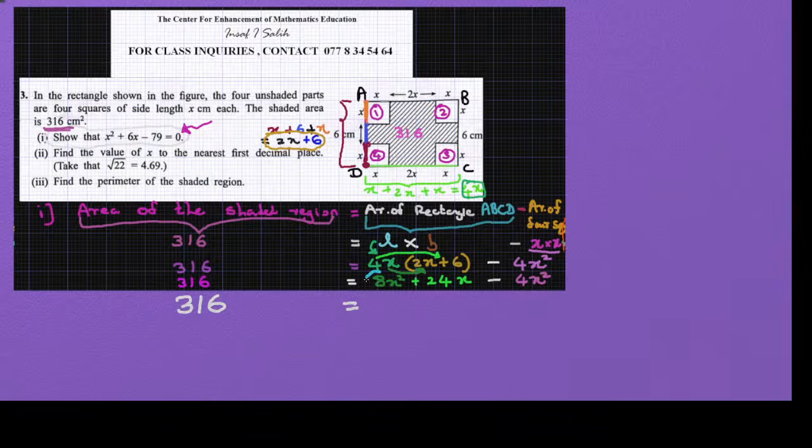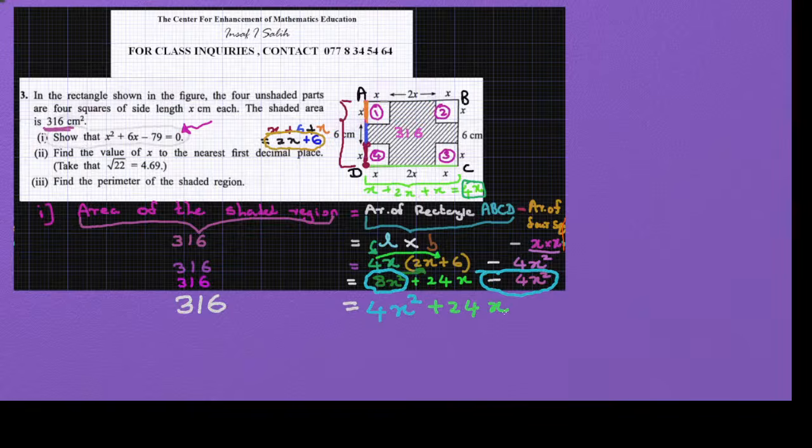We have 8x squared here. With 8x squared, whom would interact? This minus 4x squared would interact. What is 8x squared minus 4x squared? It is 4x squared. 24x, there's no other x's to interact with, so plus 24x would come as it is.